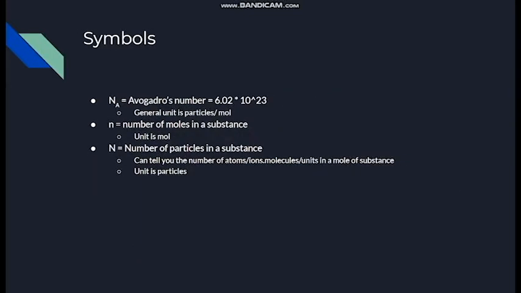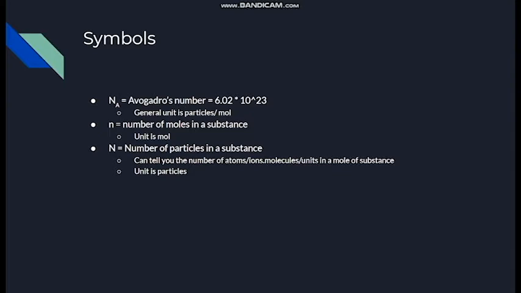So, capital N, subscript A is referred to as Avogadro's number, 6.02 times 10 to the 23rd. The general unit for this number right here is particles per mole. However, this can be substituted for compounds per mole, molecules per mole, atoms per mole, whatever the question at hand needs. We'll be going into this a lot more later on within a lot of examples.